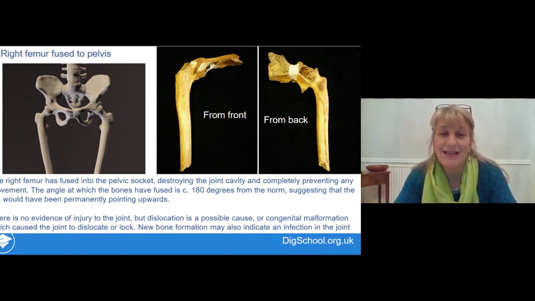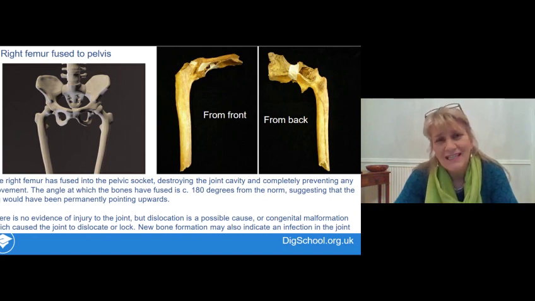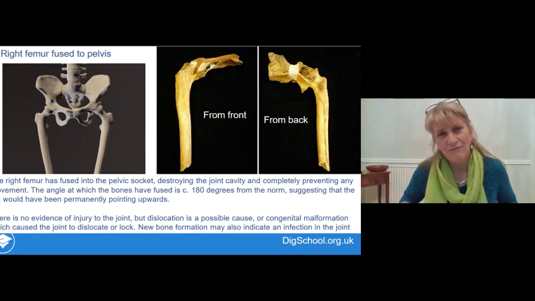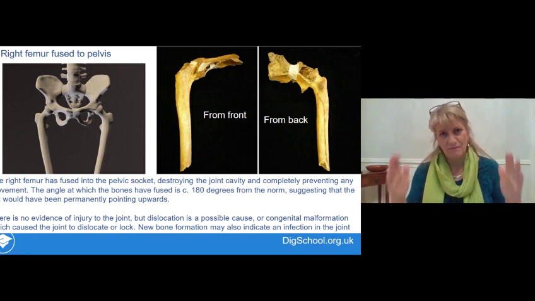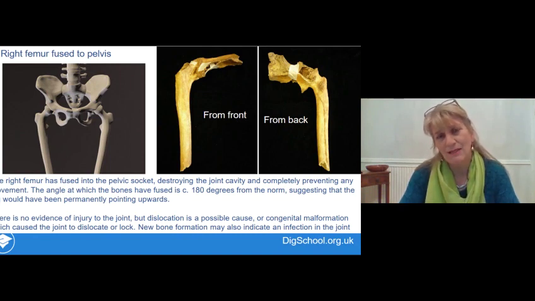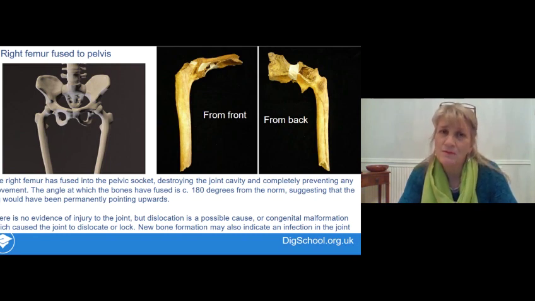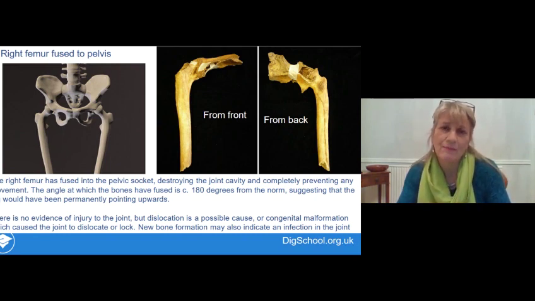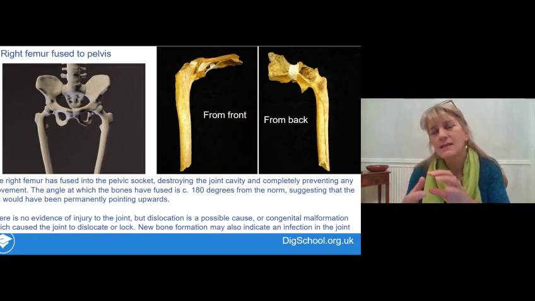In fact, the leg is fused at an angle of about 180 degrees from the norm. So it's not even fused straight, it's fused bent right up. There's no evidence of any injury to the joint, which might have caused that. So it may be simply that the hip got dislocated at some point. And that might have been due to something like a congenital abnormality, which made that hip joint slightly looser, slightly more prone to becoming dislocated.